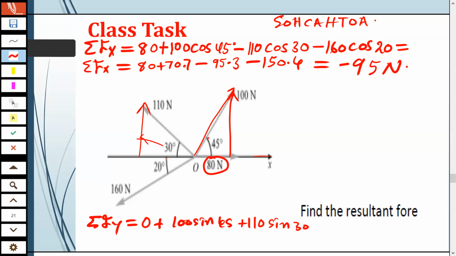And then we also have this other force, which is also pointing, oh, sorry, this one is pointing down, not up. This one is pointing down because we have to go this side and then go down. So we have negative 160. It's also opposite to 20, so we use sin 20. So we can find the summation of forces in the y. So we have 100 sin 45.